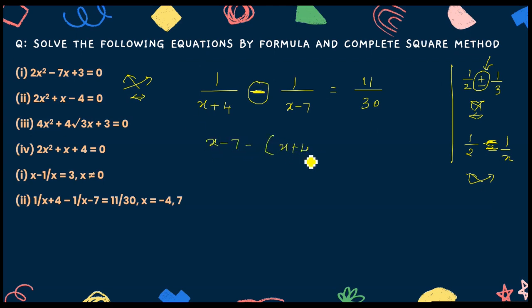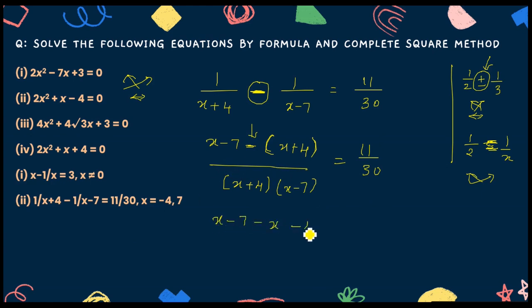x minus 7 minus x plus 4. Whenever there is a minus outside like this, immediately introduce a bracket, in order to have no confusion. x plus 4 on the bottom is equal to, here, how much? 11 by 30. Correct.